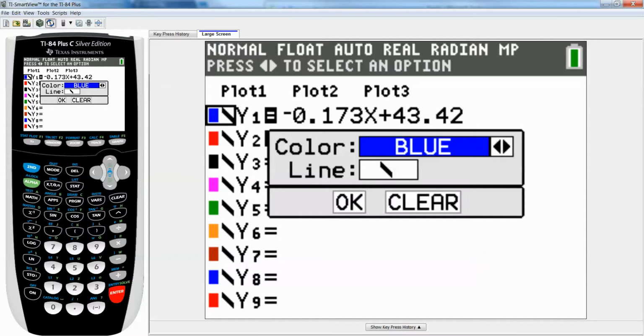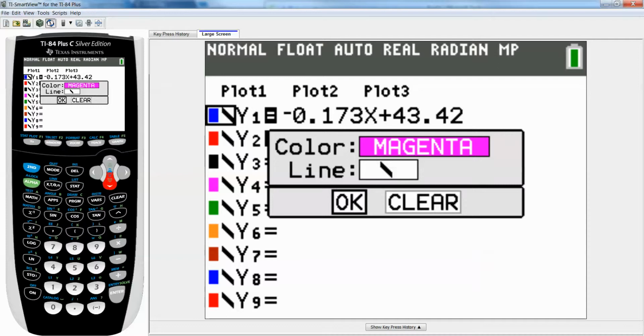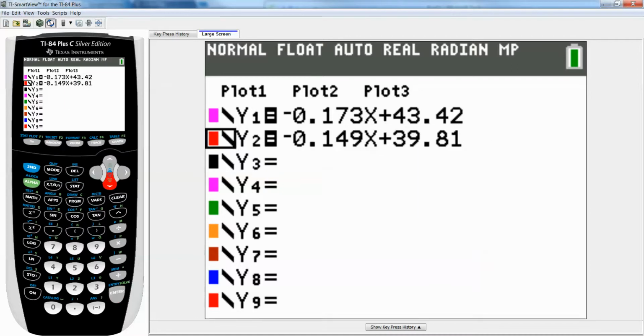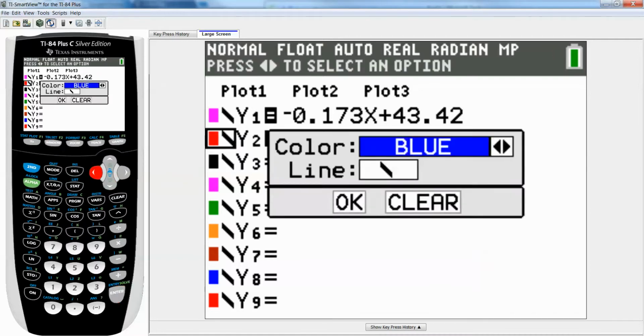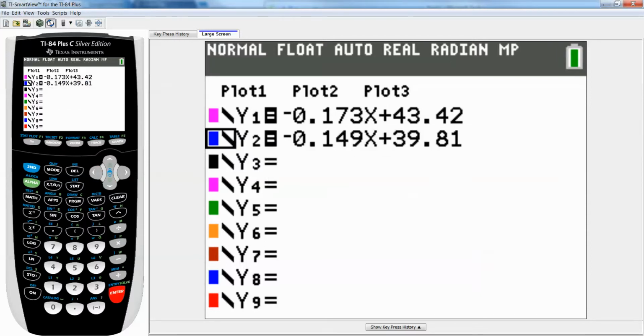So I'm going to change the color so we can match our gender colors here. I'm going to pick magenta for the women, since that first one was the women. I'm going to go down here and press enter and move this to blue and press enter. Move down to OK and press enter. And again, if you don't have a color calculator, don't worry about it. I'm just doing that for the sake of it.